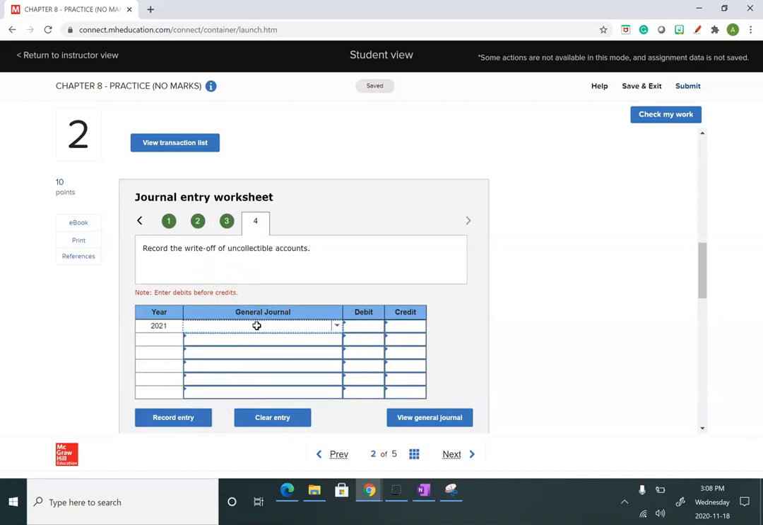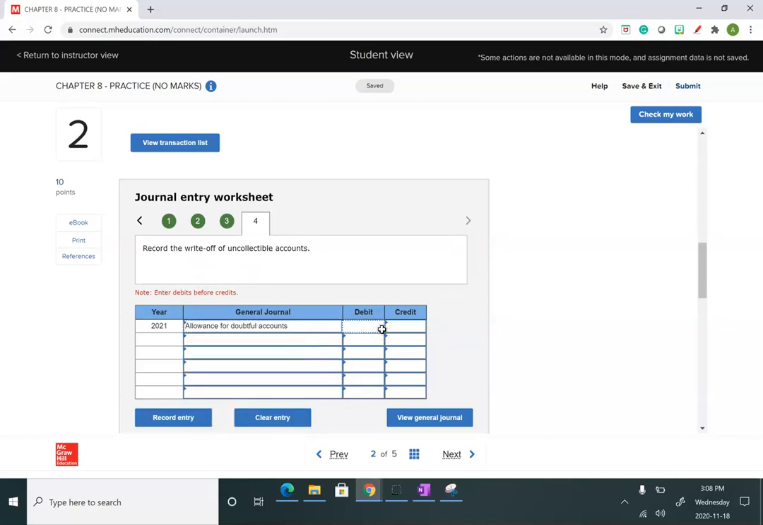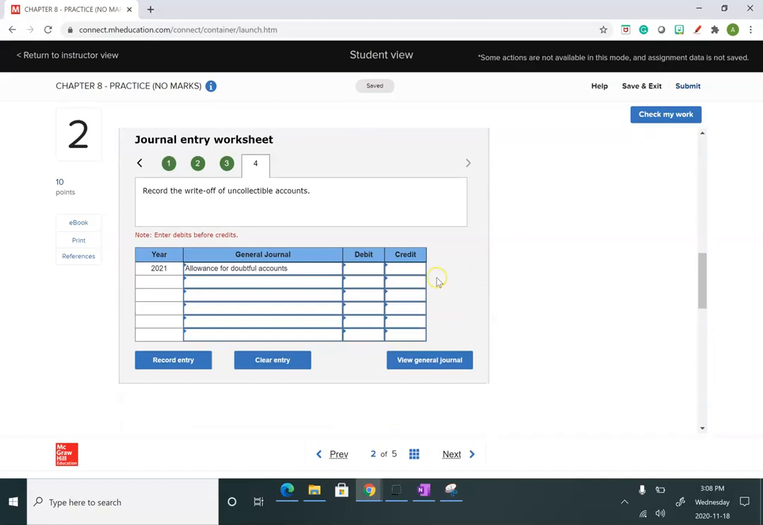And then the last one is to record the write-off. So it's allowance for doubtful accounts. So remember, whenever we do the write-off, we just move it into another account. Allowance for doubtful accounts, which is the $10,000. And then just decrease your accounts receivable by that. So all the journal entries are the same under both the income statement approach and the accounts receivable or the balance sheet approach. The only difference is how we record the bad debt expense and how we calculate that.